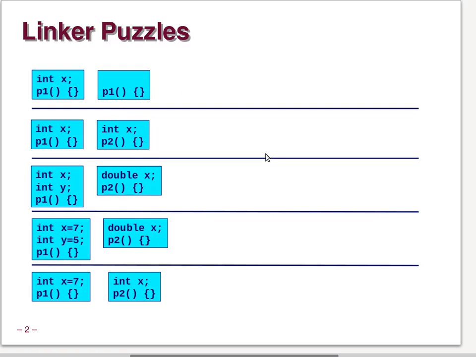So we have a couple of puzzles, and we're going to talk about these in a little more detail later, but just to give you an idea, let's say you have in one file an int x, and then a function p1 that's defined but does nothing, and over here you have another function called p1 that's defined but does nothing. If you compile these files separately, there's no problem, but if you compile both of them at the same time, there is, because which p1 needs to exist in your final program? They're both defined, so that's an error, a link time error. And we'll get to that in a little more detail coming up.